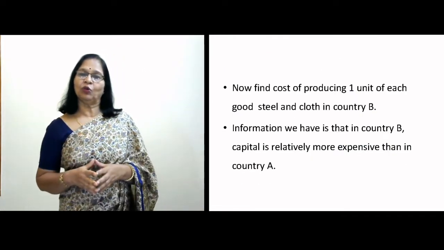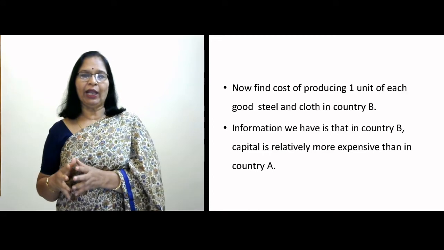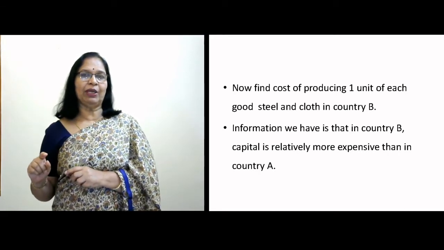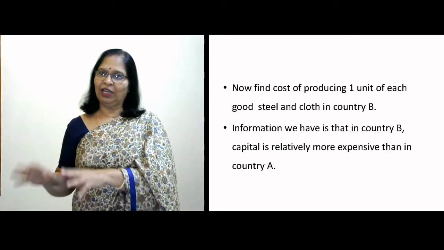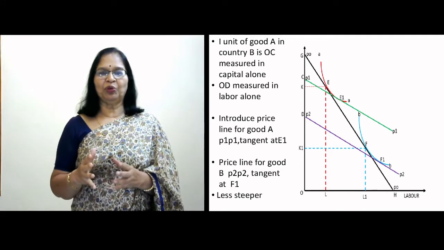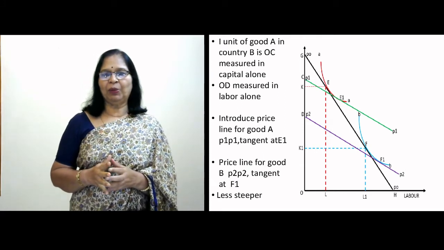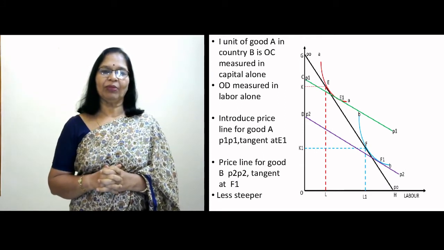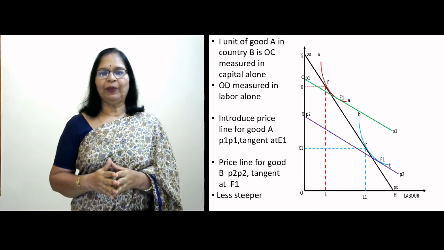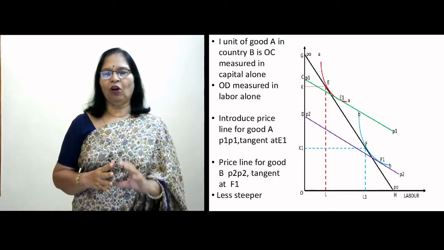The next task is now to find out the cost of producing 1 unit of commodity A and commodity B in country B. The only information we have about country B is that country B is abundant with labor. So now I have introduced two new price lines here, the green price line P1P1 and the purple price line P2P2. If we want to produce 1 unit of commodity A in country B, measured on the budget line, we can have OC of capital or OD of labor alone.